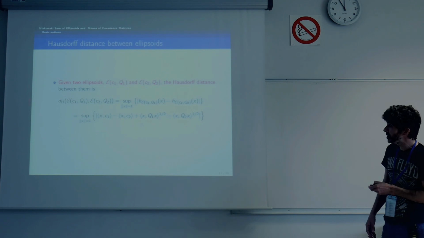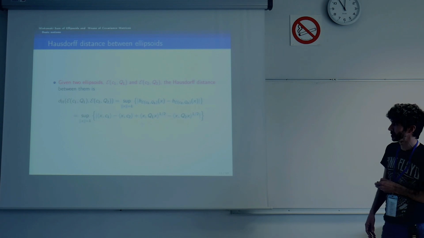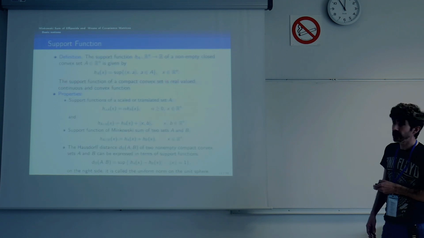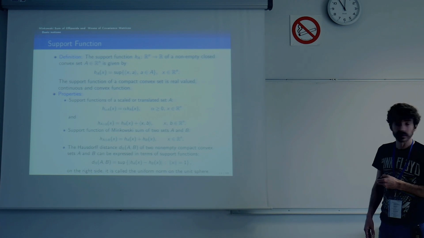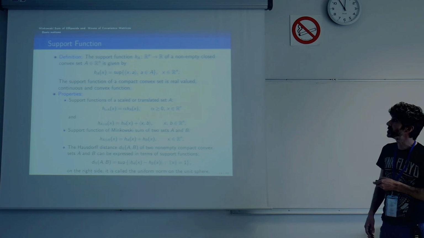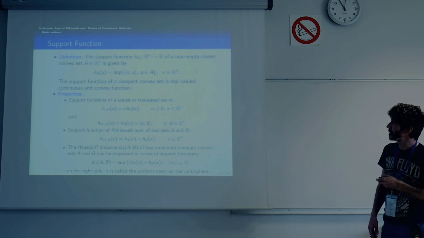In the case of the ellipsoid, the Hausdorff distance has a more explicit expression, where basically you have a term which depends on the distance between the centers, and another one on the quadratic forms. That expression will appear later. So, the Hausdorff distance. And the other thing I'm going to use, if you are familiar with convex analysis and convex geometry, is probably the notion of support function, which you can define for any convex set.